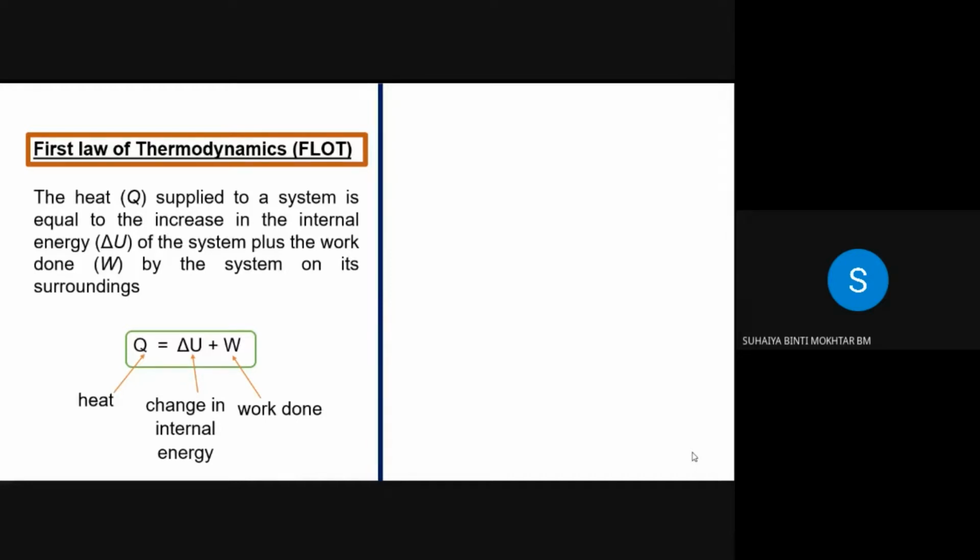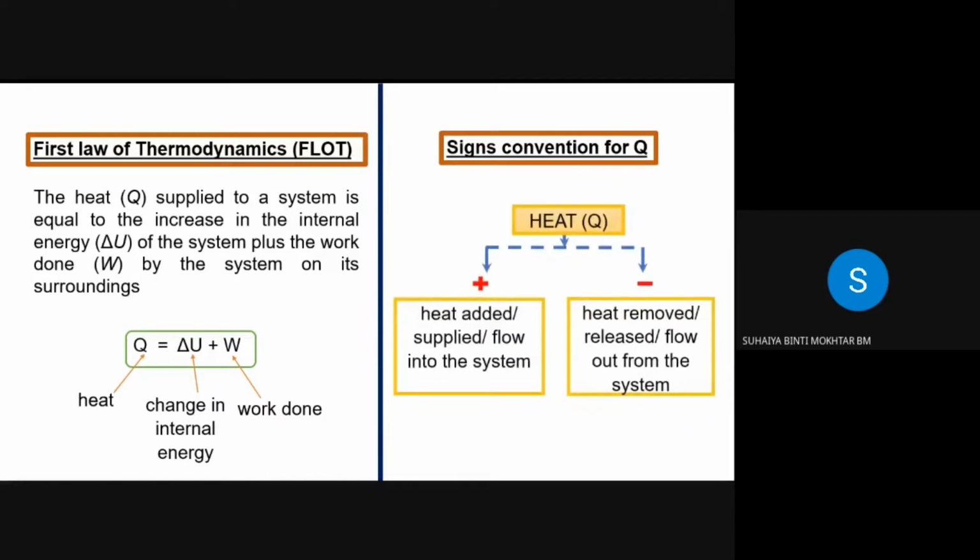The heat Q supplied to a system is equal to the increase in the internal energy delta U of the system plus the work done W by the system on its surroundings. So this is the first law of thermodynamics. Now the sign convention for Q, delta U, and W.